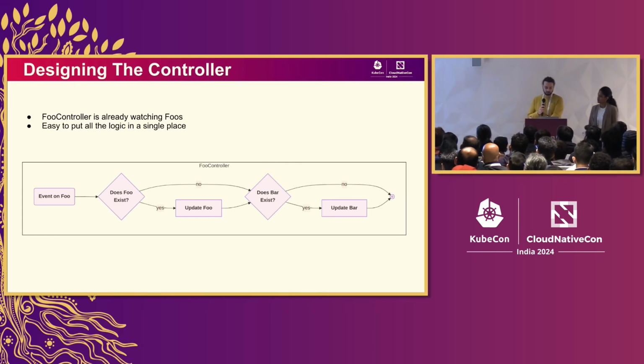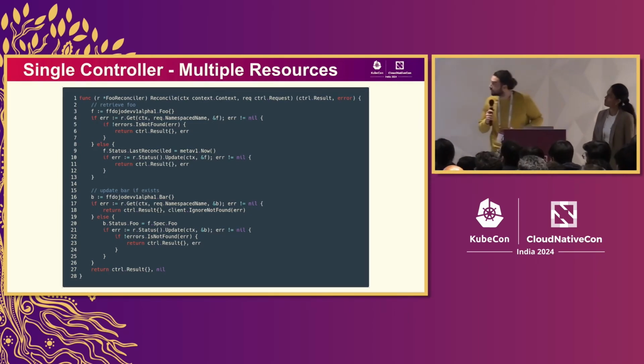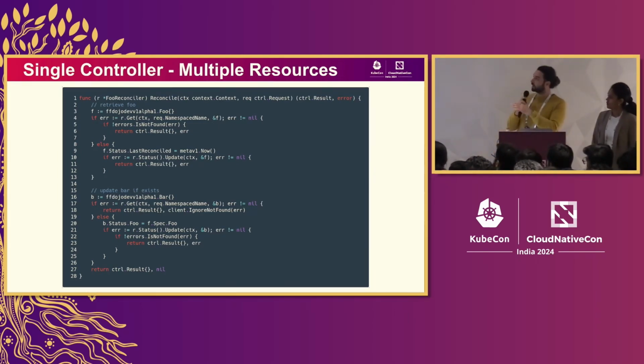So that will be the code. I hope it's readable. We just get the foo on top. And if it exists, we're going to update the foo status. After that, in any case, we go to get bar. And if it exists, we update the bar status coherently with what we found about foo.